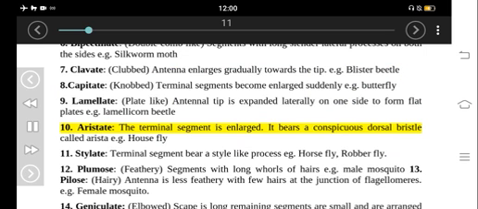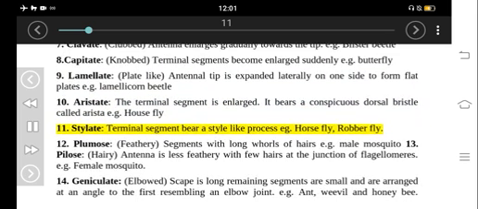11. Aristate. The terminal segment is enlarged. It bears a conspicuous dorsal bristle called arista, e.g., housefly. 12. Stylate. Terminal segment bears a style-like process, e.g., horsefly, robberfly.